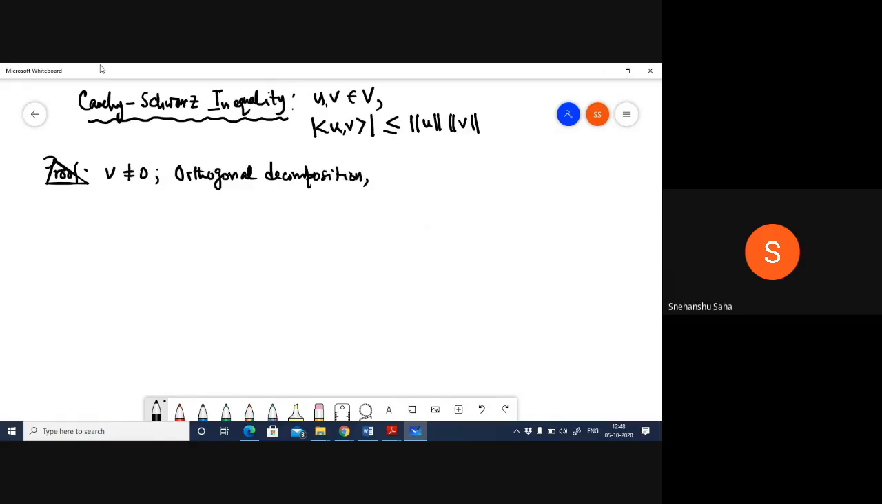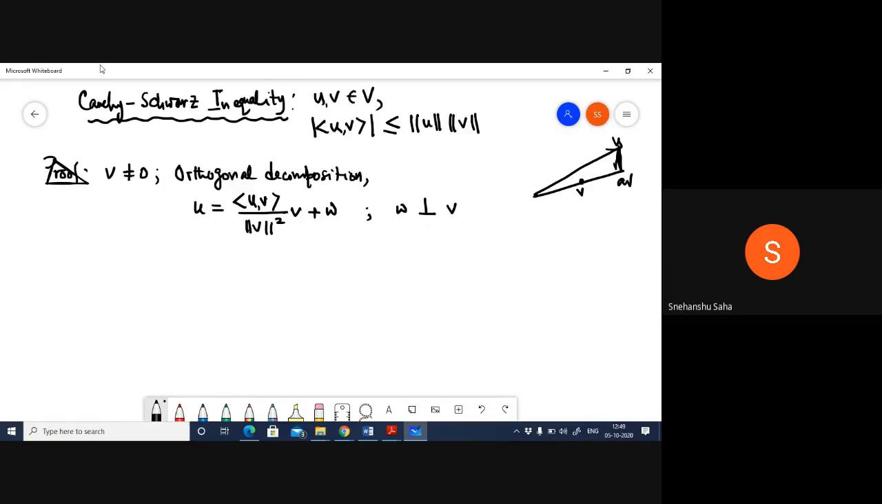And the orthogonal decomposition that we have seen in the last slide says that you can write u in terms of a vector like av plus w, that is, u equals av plus w, where w is orthogonal to v. Imagine that picture. This is v, this is av, this is u. We drop a perpendicular.